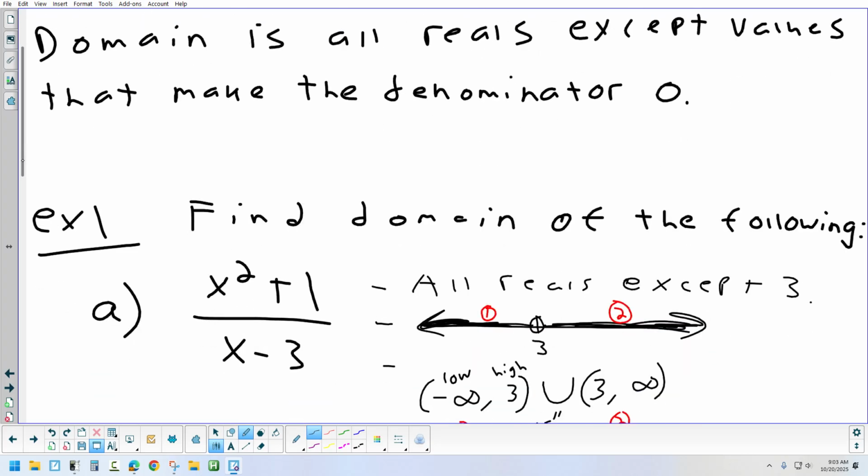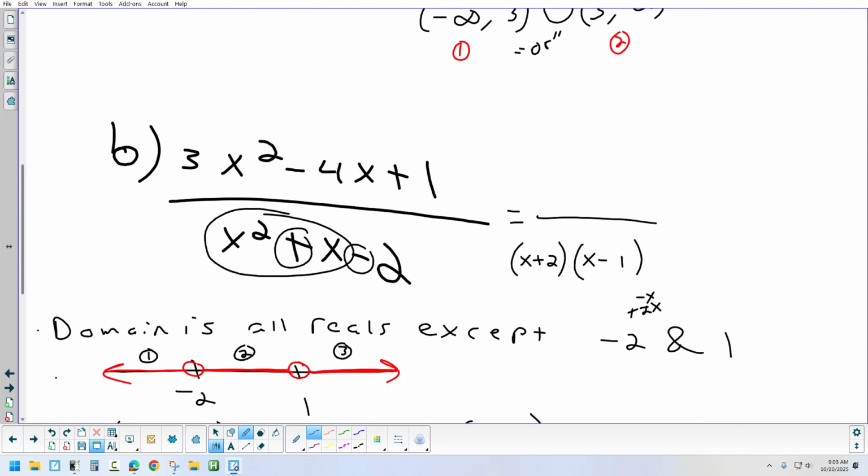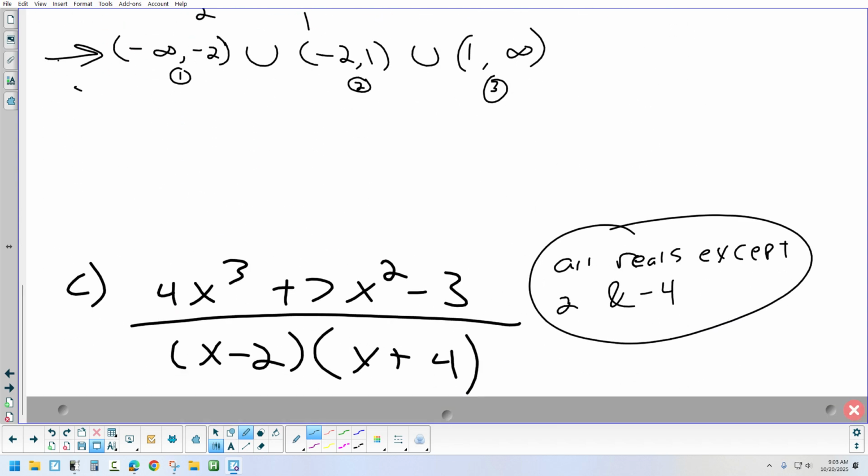So these are all rational functions. Polynomial in the top, polynomial in the bottom. In this case, they were both quadratic. In example C, the bottom would be quadratic if you FOILed it out, but the top has an exponent of 3. What do we call a polynomial that has an exponent of 3? Cubic, yeah. So this was a cubic over a quadratic.